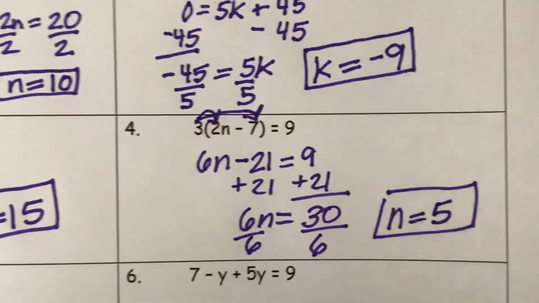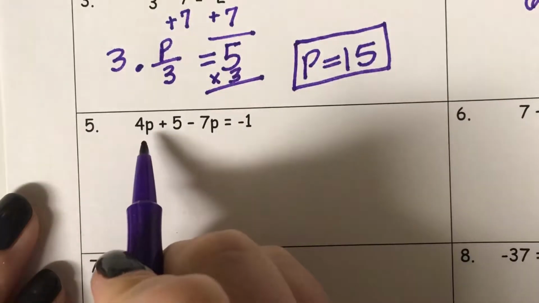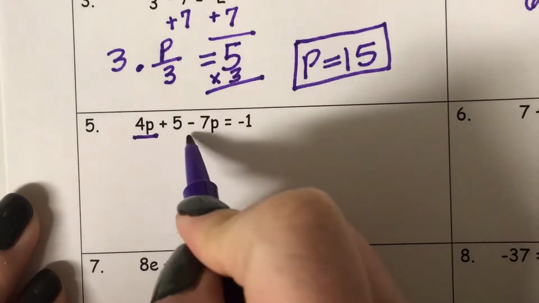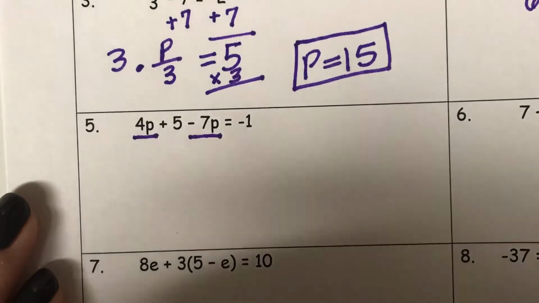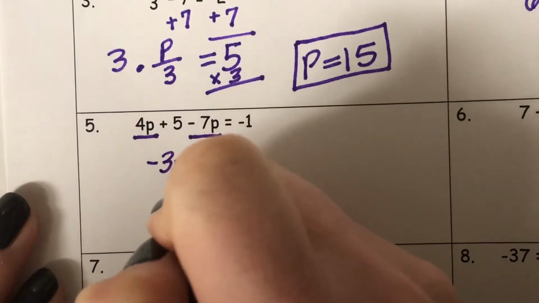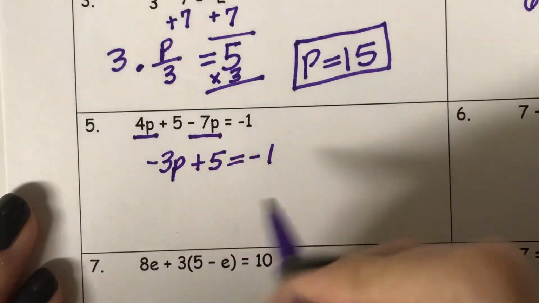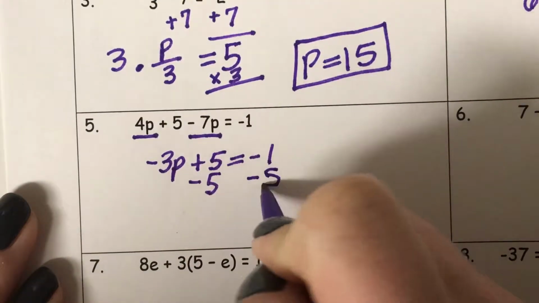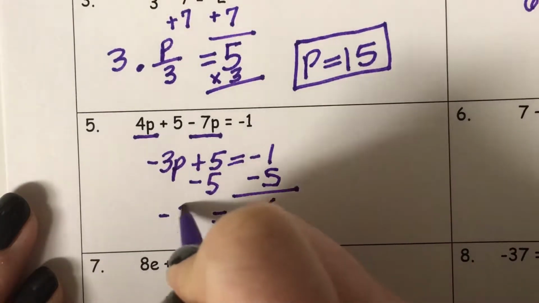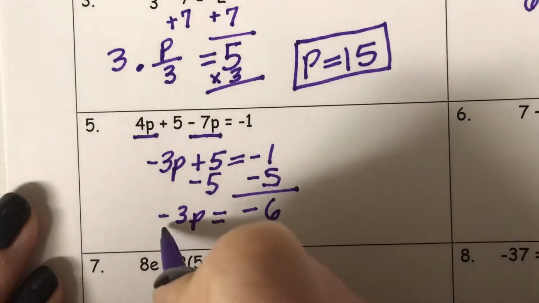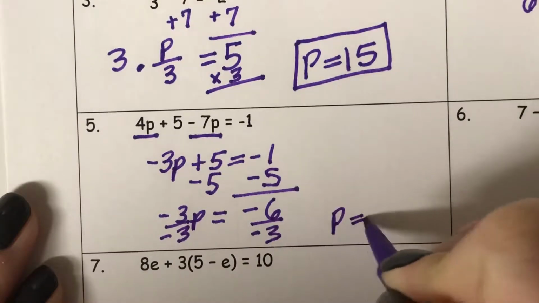All right. Problem 5. We have 4p is one like term and a minus 7p. So we can combine them, and 4p minus 7p would be negative 3p plus 5 equals negative 1. So solving for p, we can subtract 5 to the other side. Since they are both negative, we can add them, and we get negative 6 is equal to negative 3p. Divide by negative 3. And we are left with p equals positive 2.